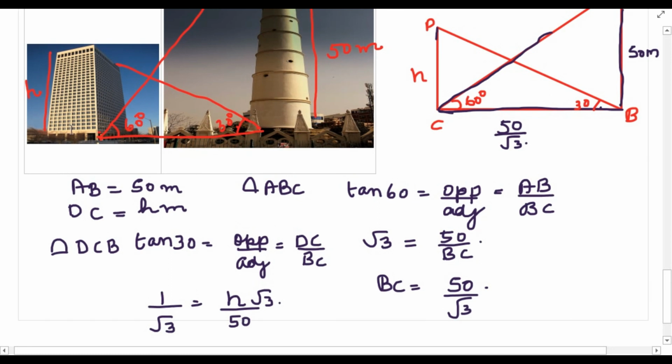So the height of the building is 50 by 3 meter. You can see the height of the building is 50 by 3. Definitely it is less than the height of the tower.